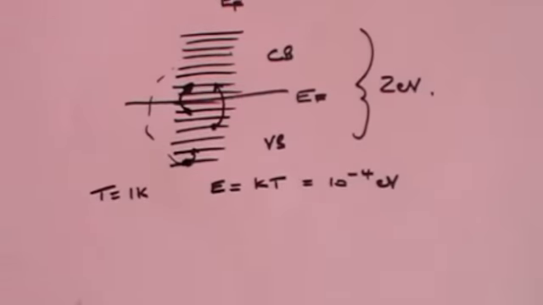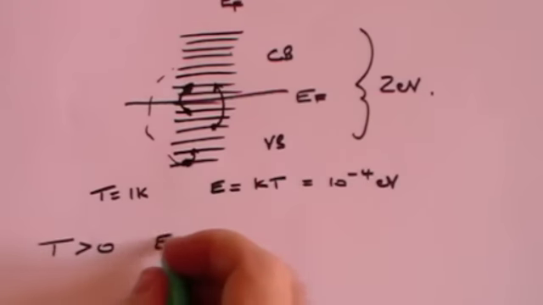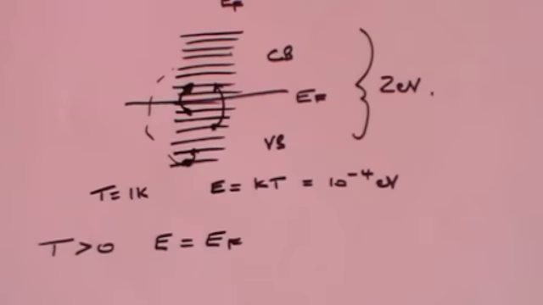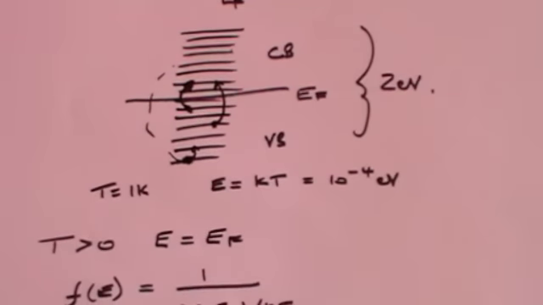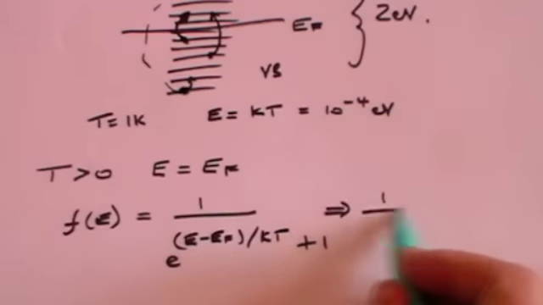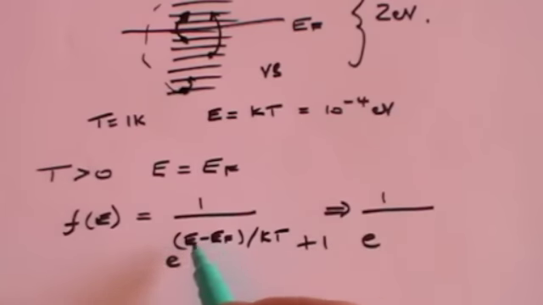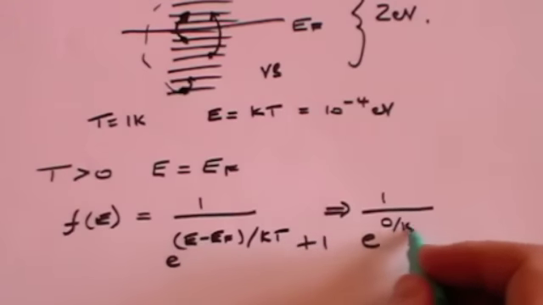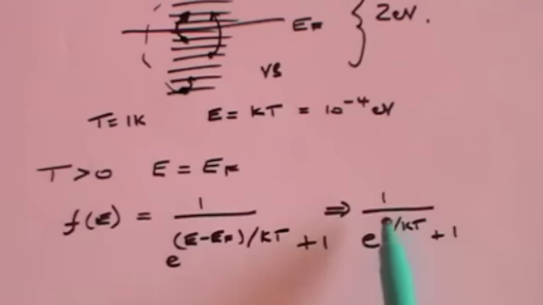And now let's ask, what happens if the temperature is greater than zero, but the energy level we're concerned about is the Fermi level? Well, then the Fermi-Dirac statistics formula becomes 1 over e to the (E minus EF) over kT, plus 1. Whoops, that's e to the (E minus EF) over kT, plus 1. That's the Fermi-Dirac formula. And of course, if E equals EF, then E minus EF is 0. So it becomes e to the 0 over kT, and e to the 0 is 1. So this becomes 1 over 1 plus 1, which is a half.